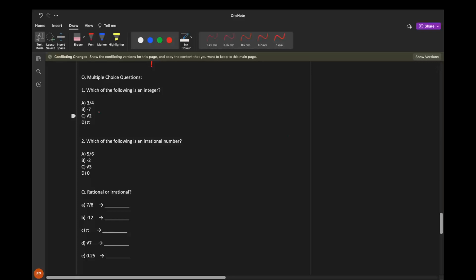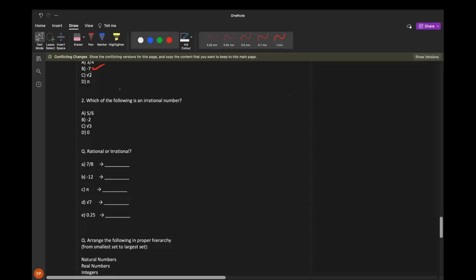Choose one of the answers. Which of the following is an integer? Yes, correct. Minus 7 is the integer. Which is the irrational number here? Yes, root 3 is the irrational.